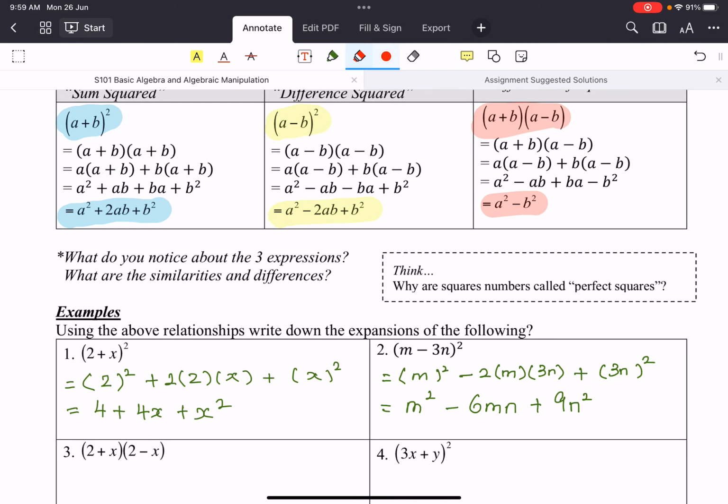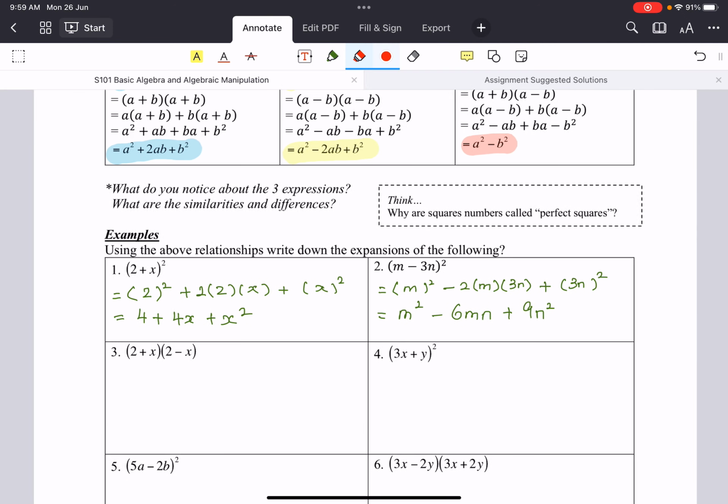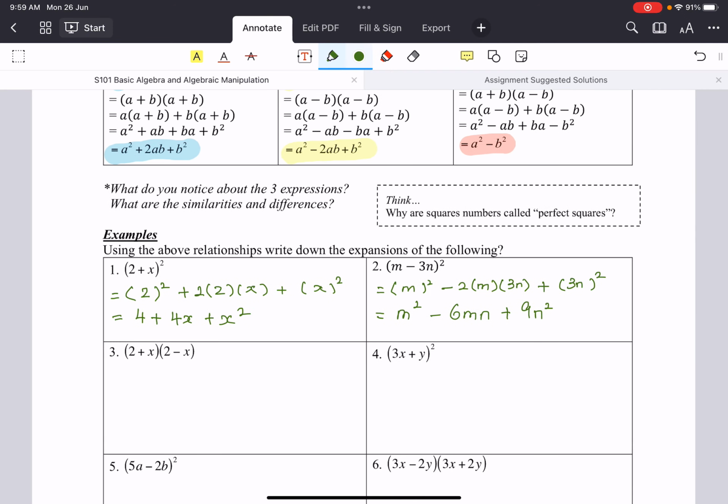So understanding the structure now, we can look at the third case, right? The third case now, we know that this is (2 + x)(2 - x), so it's the same as (a + b)(a - b). So the structure is there, which means it will be a squared minus b squared, right? And then identifying the value, a in this case is 2, b is x, that will give us 4 minus x squared. Cool, right?